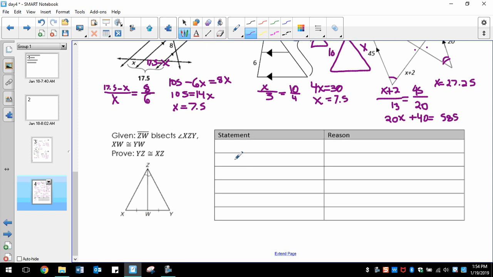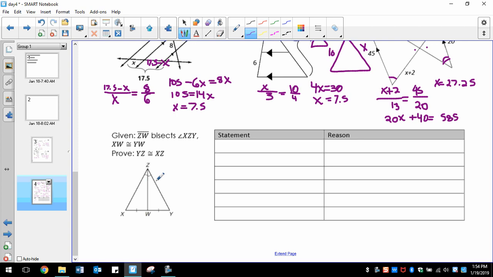All right, now we're going to finish with a proof. So any of the rules that we've learned so far could be utilized in a proof to show that something is true. Now, if you take a look at this proof, we know that ZY bisects this angle, so we have the congruency marks, and then we know XW is congruent to YW. Now, we're trying to prove that YZ is congruent to XZ.